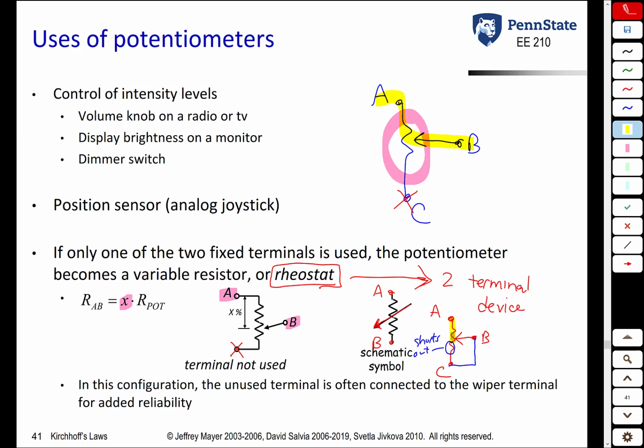Next class, we will talk about practical sources and another circuit simplification technique called source transformations, and we'll see how that can give us yet more ways to solve circuits.